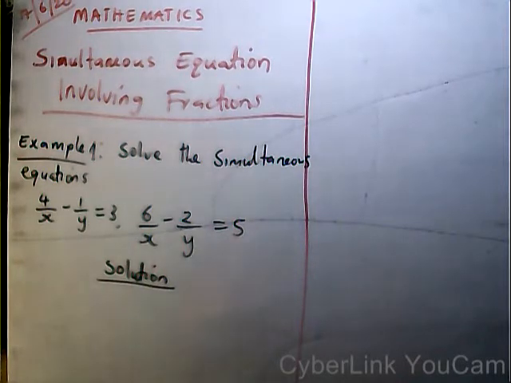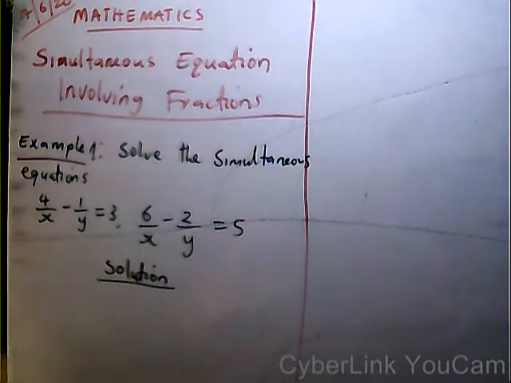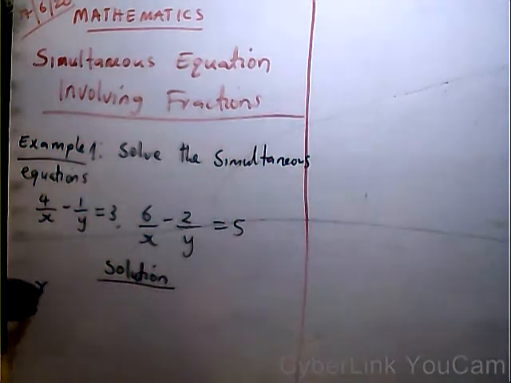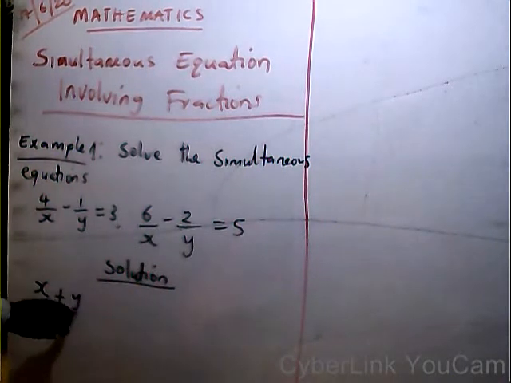In the previous class, we were able to look at simultaneous equations that involve linear equations. This morning we want to look at simultaneous equations that involve fractions, such that the unknowns in the fraction are in the denominator. Because ordinarily we can have a simultaneous equation in the form of x all over 2 plus y all over 4 is equal to 3.